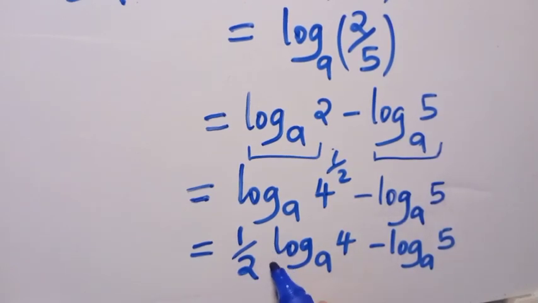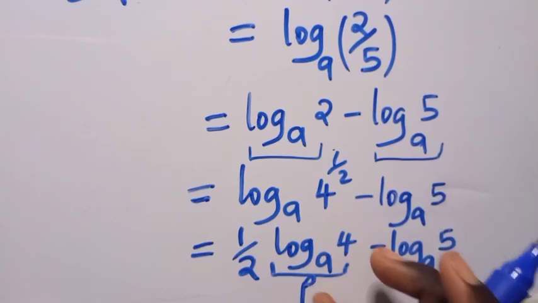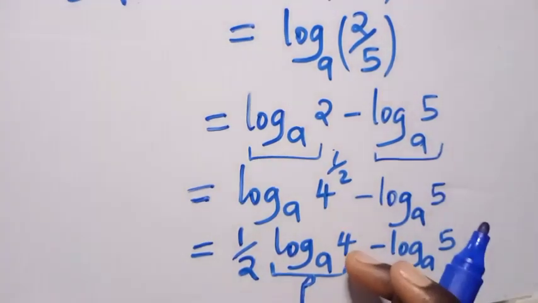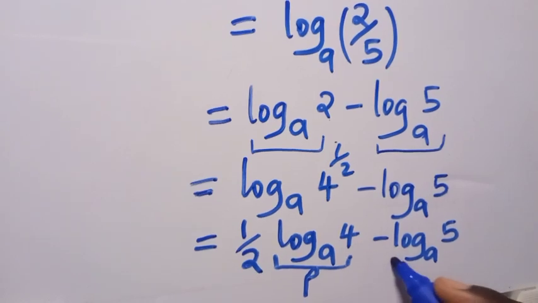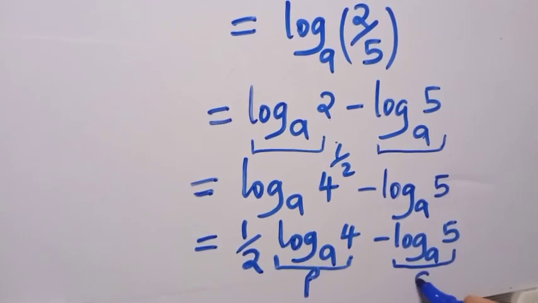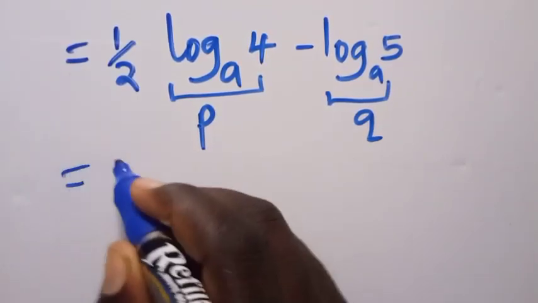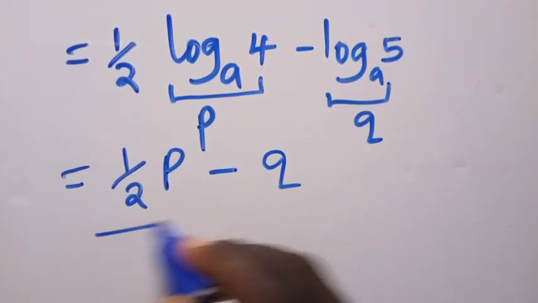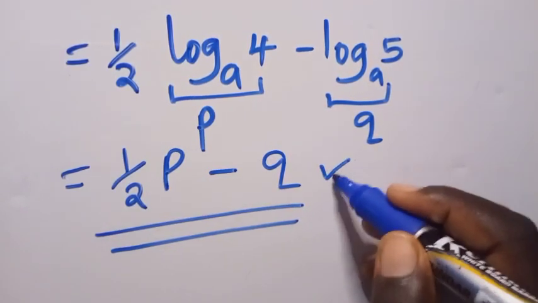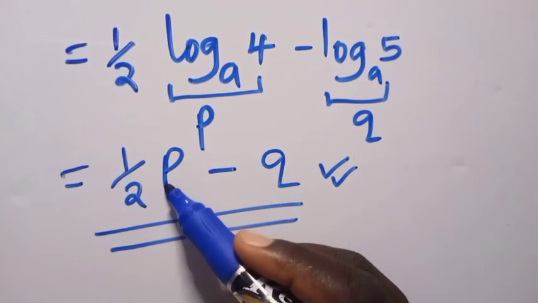Now, I can comfortably substitute this with p, because we have been given that the logarithm of 4 to base a is p, and the logarithm of 5 to base a is q. And therefore, this one will be q. In this case, we shall have a half p minus q. And that is the answer that we obtain in expressing the logarithm of 0.4 to base a in terms of p and q.